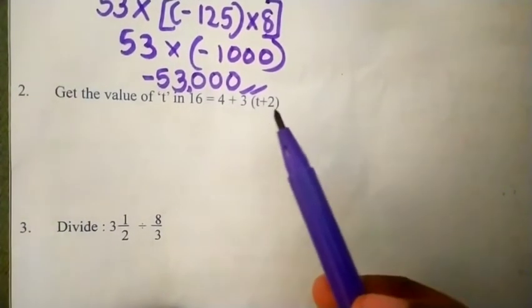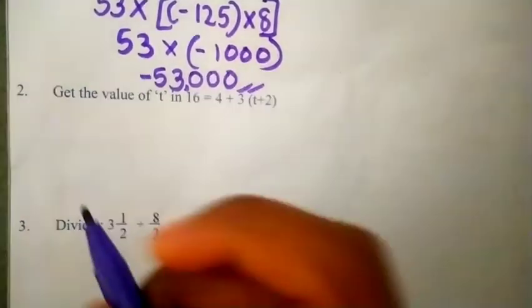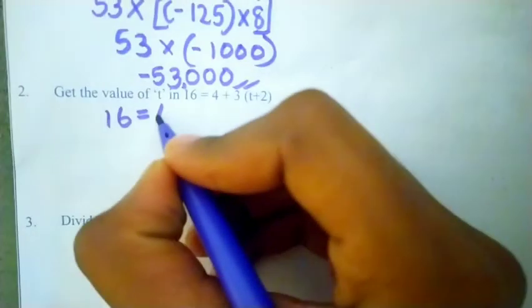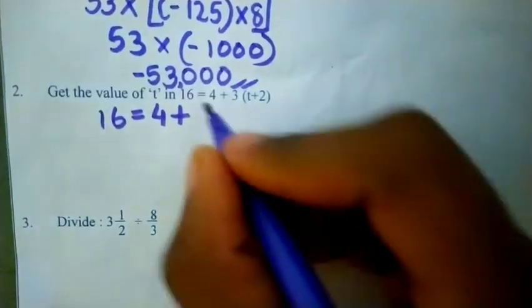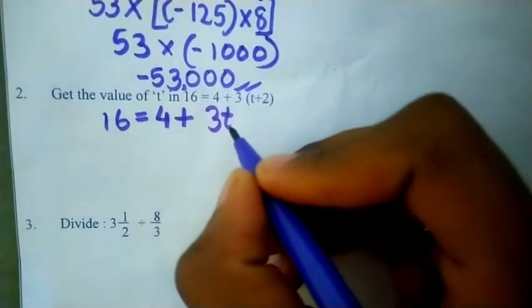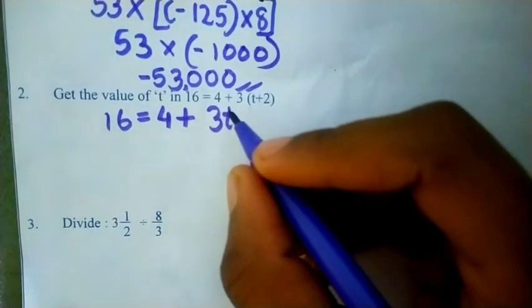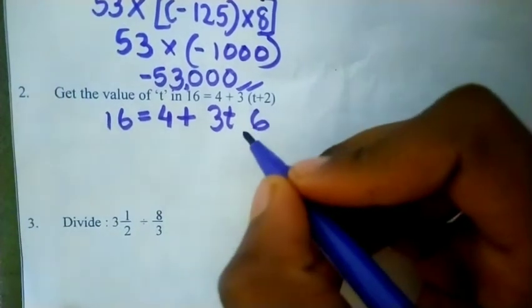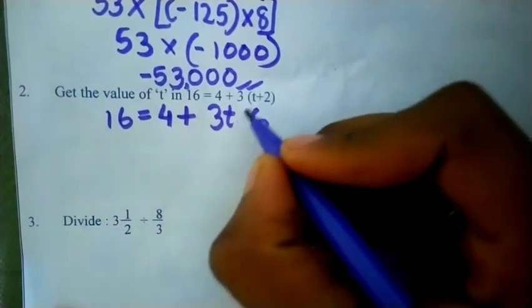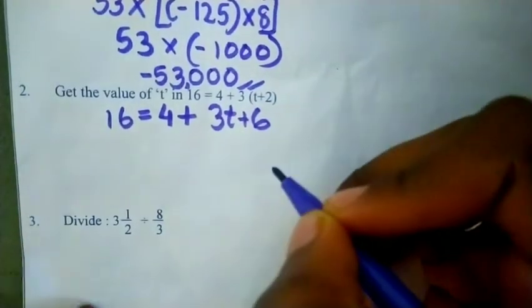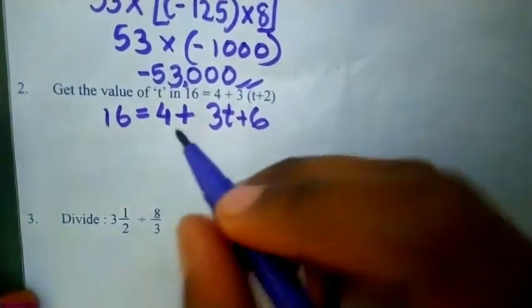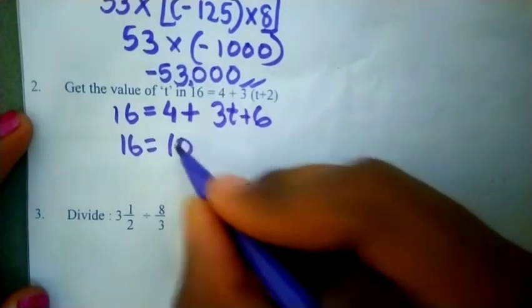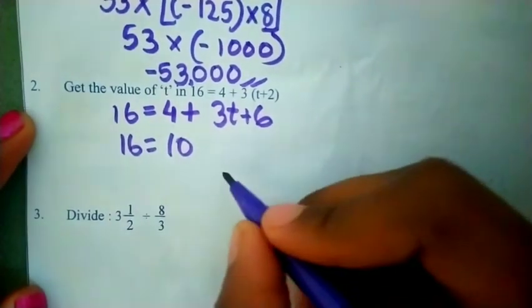Let's go to the second sum, that is get the value of t in 16 equal to 4 plus 3 into t plus 2. So let's write 16 as it is equal to 4 plus 3 into t is 3t, and 3 into 2 is 6, and here plus symbol. Now 16 as it is equal to 4 plus 6 is 10 plus 3t.